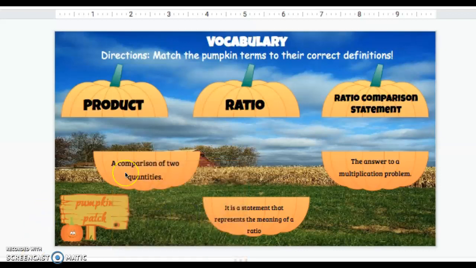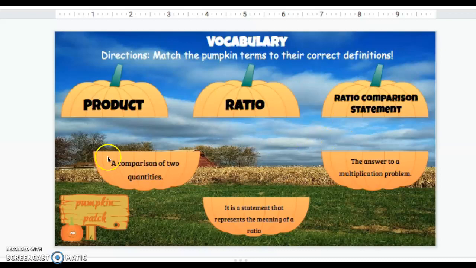All right, so for vocabulary today, you are going to be matching the bottom of the pumpkin to the top of the pumpkin and the definition to the word. So you have product, ratio, and ratio comparison statement. All very simple, easy vocab words that we should all know. Product we've been working in with fluency. Ratio and ratio comparison statement are what we are learning this week.